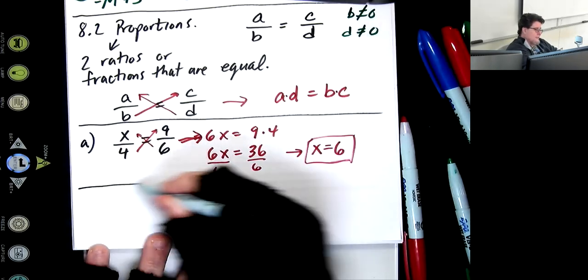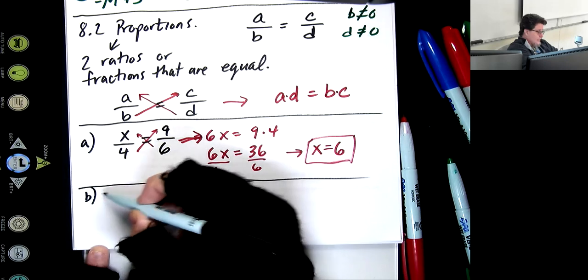I'll give you guys one to try real quick. This section's really short. There's not much to do in this section.